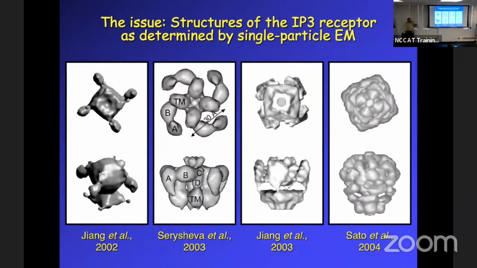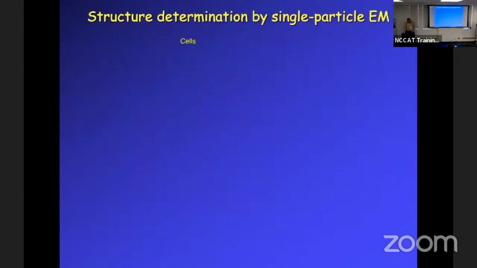And that was at a time when single particle electron microscopy really got a bad reputation for putting out these structures that really didn't mean anything. And we are way beyond this at this point, as you all know. But anyway, this was why it was important to try to figure out whether the maps that you create are meaningful or not.